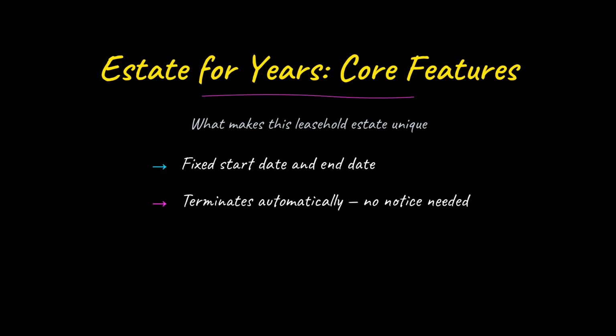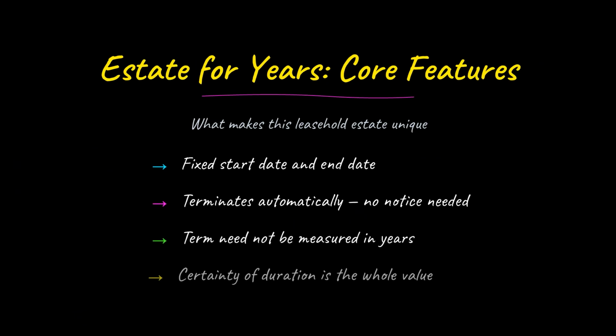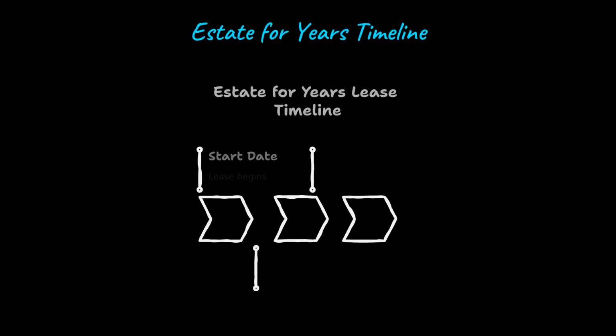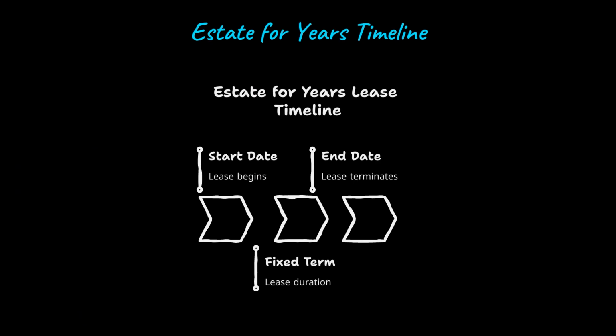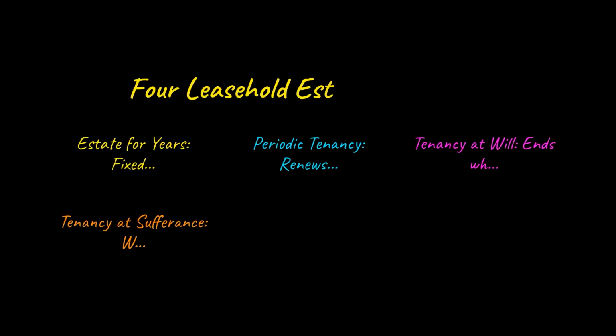Crucially, the name is a misnomer. A lease for 1 month, 1 year, or a decade all qualify, as long as both endpoints are definite and fixed. The lease document itself creates the estate by naming a start date and an end date. That fixed window lets both landlord and tenant plan ahead. The tenant knows exactly how long occupancy lasts, and the landlord knows exactly when the property returns.